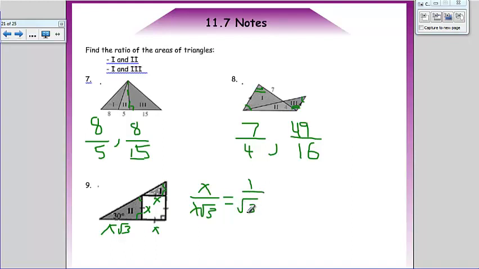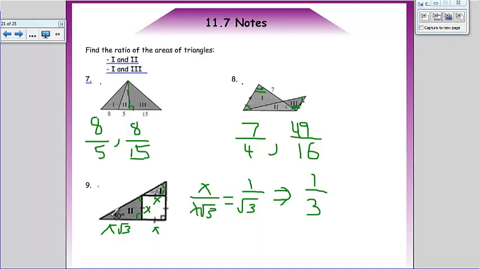But that's a ratio of the sides, so I need the ratio of the area. So I'm going to square each one. 1 squared is 1. Root 3 squared is 3. So the comparison is a 1 to 3 setup for this one. And that's it for 11.7 ratio of areas.